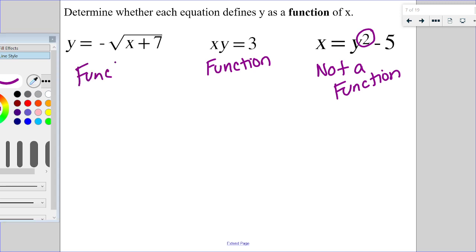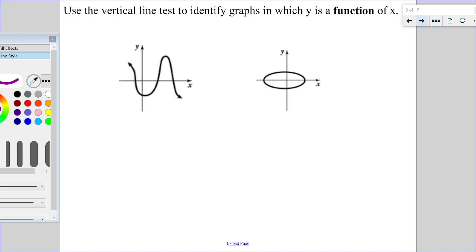Any questions on that? Hopefully that was a bit of a clarification. All right, let's keep going. Look at these pictures here. Decide function or not a function.